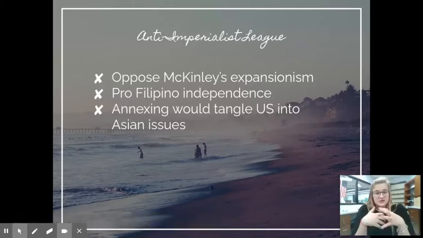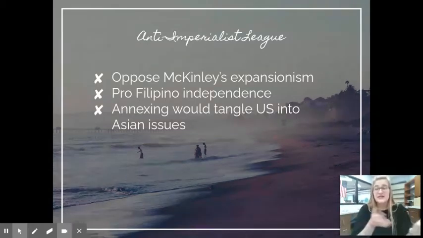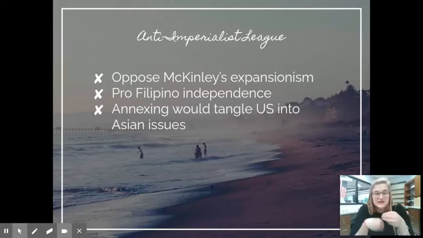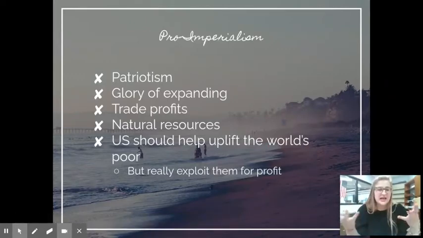The Filipinos, they're pro-Filipino independence. Filipinos wanted freedom, and annexation violated the idea of consent of the governed, right? They aren't consenting to us doing this. And that's in our founding documents. That's in the Declaration of Independence. And they were fearful that annexation would also get us entangled into Asian issues and Asian wars and things like that. So that's anti-imperialist.